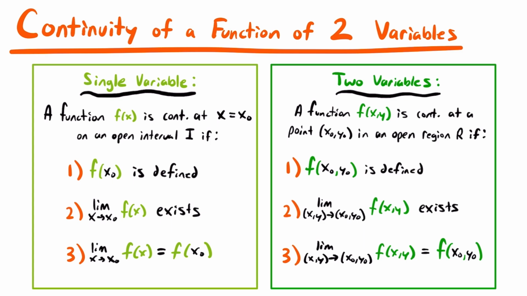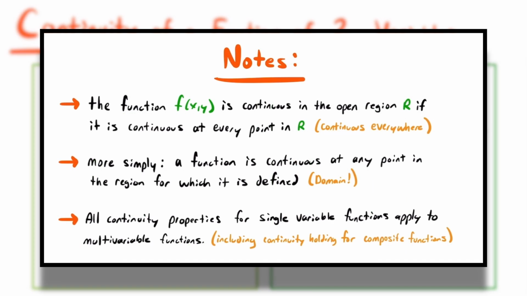But a couple notes here, some things to know about continuity of a function of two variables. Firstly, the function f of xy is continuous in the open region R if it is continuous at every point in that region R. All right, in other words, if a multivariable function is continuous for every single point in the xy plane, then we would say that it's continuous everywhere. This is the equivalent of a single variable function being continuous on the open interval -infinity to +infinity. All right, if there are no discontinuities for a multivariable function f of xy, it is continuous everywhere.